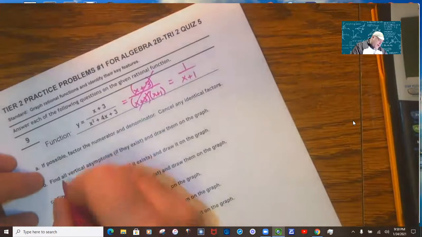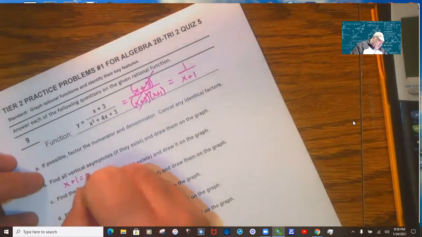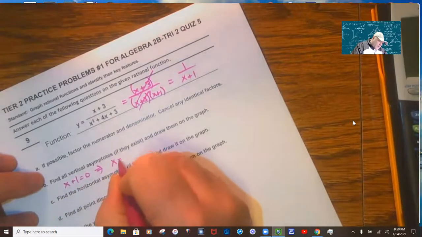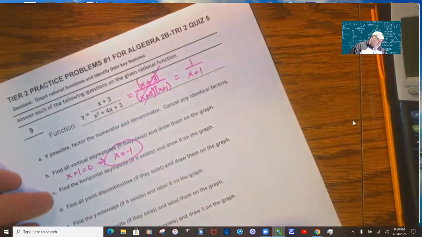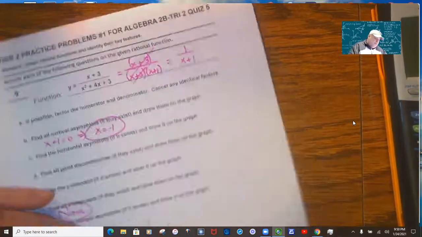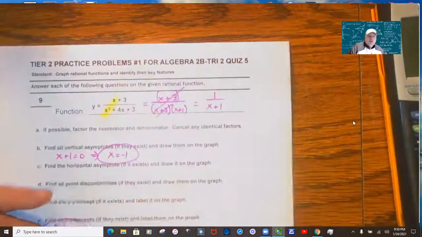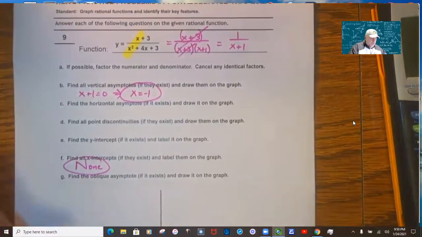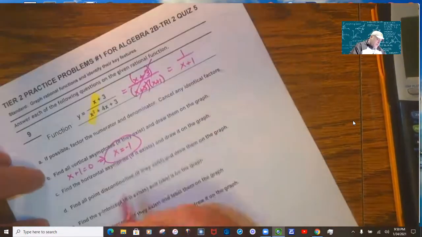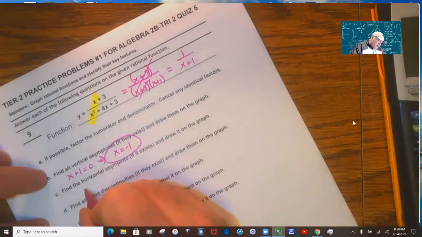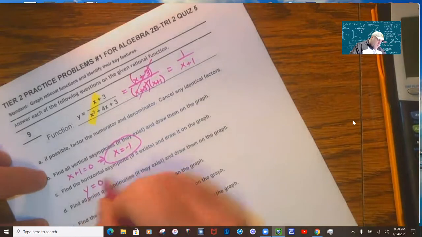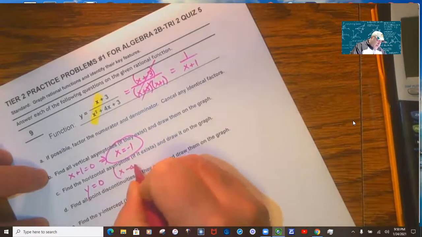So find all vertical asymptotes. Again, you should be doing this mentally. Find all horizontal asymptotes. So notice now that the power is greater in the denominator. So this is going to be y equals 0, the x-axis. Automatic, you just say that.